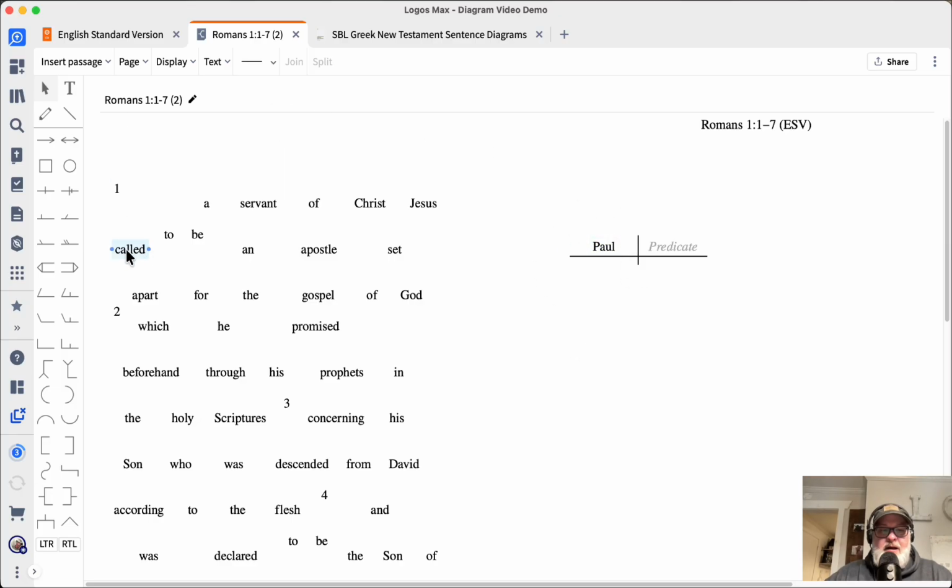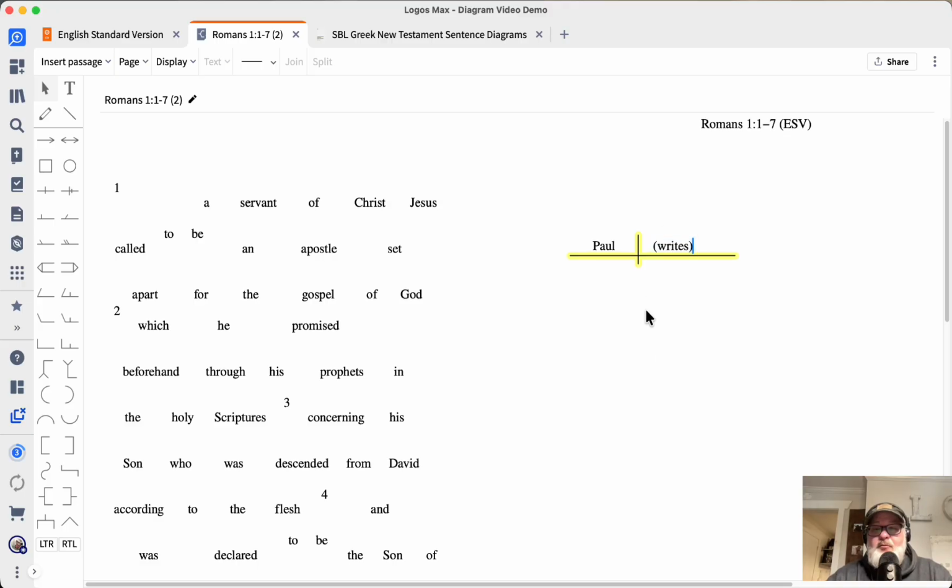And originally I diagrammed it with the word called as the main verb. But then the more I thought about it, the more I said, okay, well, this word called is probably acting as a participle because it seems to be modifying Paul. And so eventually that's the decision I made. But before I did that, I had to go back and change and supply my verb here. And this is an elliptical verb. And so it's Paul writes or is writing, however you want to do this. And from the tutorial, we put any kind of elliptical in parentheses.